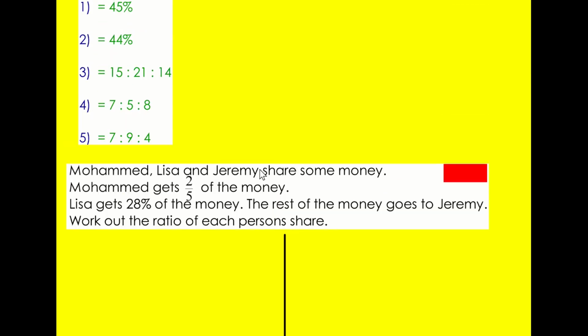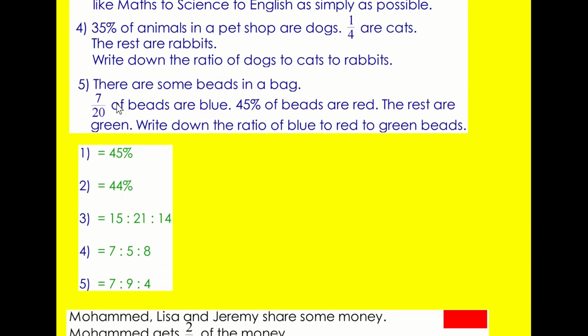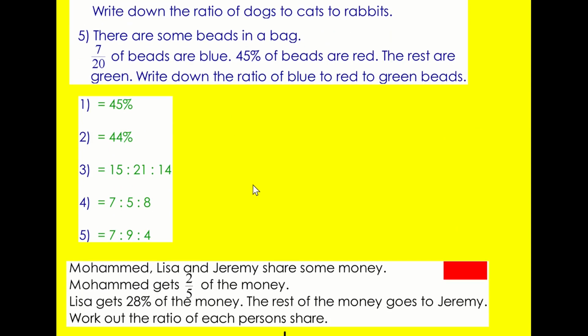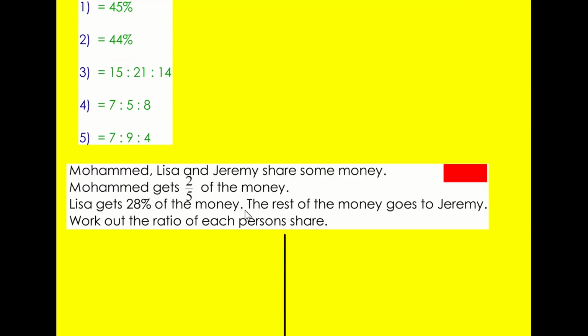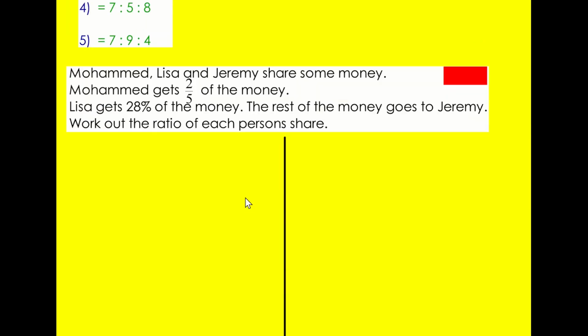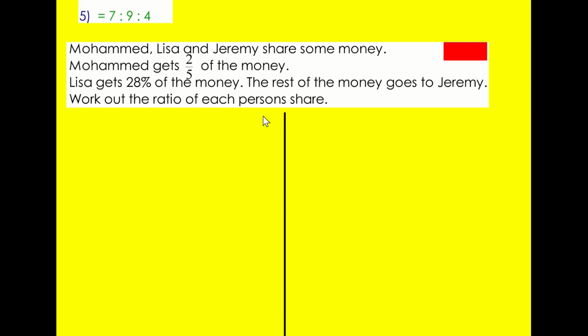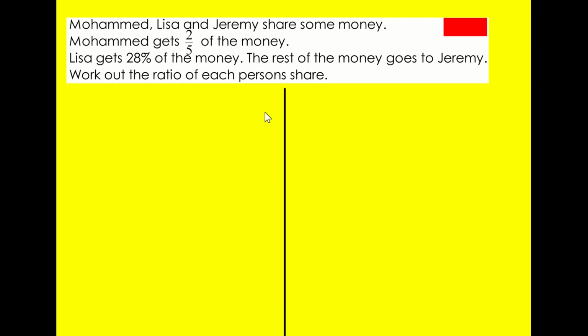Okay, some of those later questions required you to use fractions and percentages together. So maybe I got a bit ahead of myself because I hadn't spoken about that yet. I'm going to do that now. You could go back to those other ones if you didn't get onto them or if you struggled. So we've got some people sharing some money, and now somebody gets a fraction, somebody else gets a percentage, the rest goes to Jeremy. Work out the ratio of each person's share. How are we going to deal with this? Well, we need to be able to understand percentages and fractions.